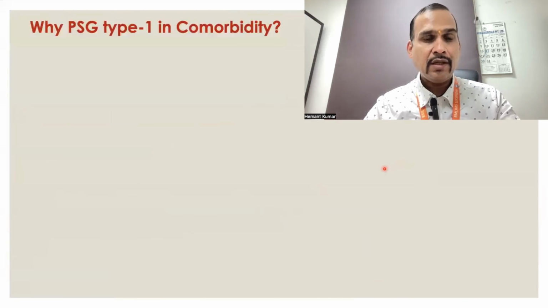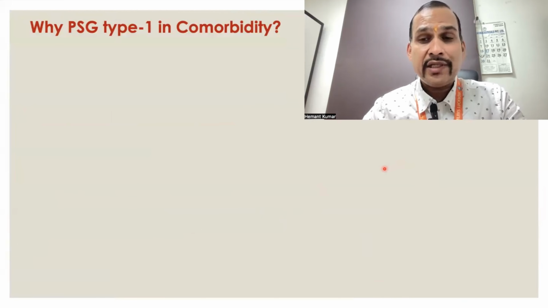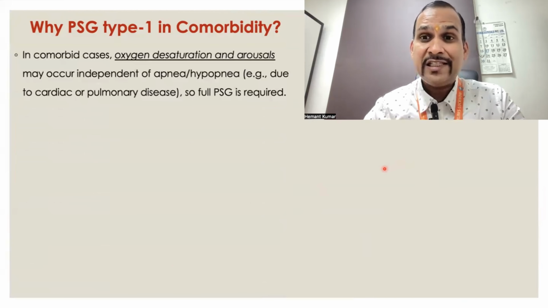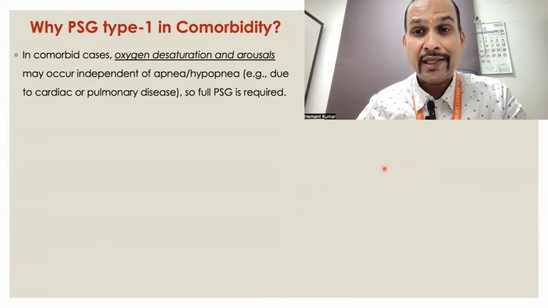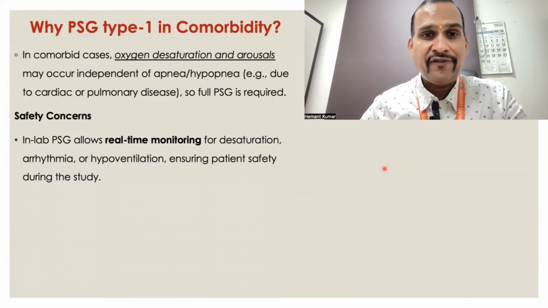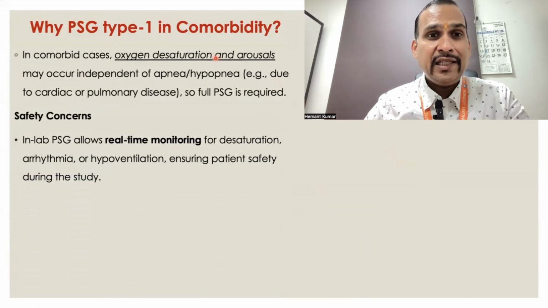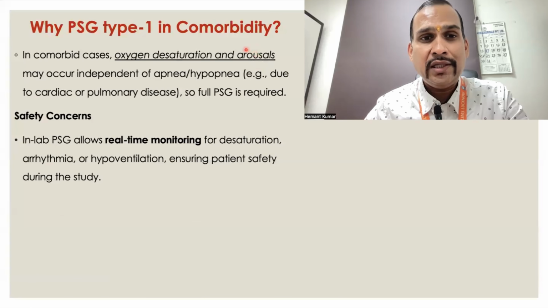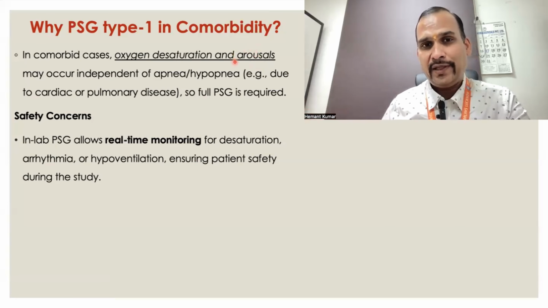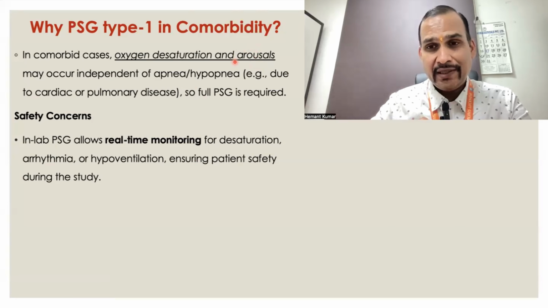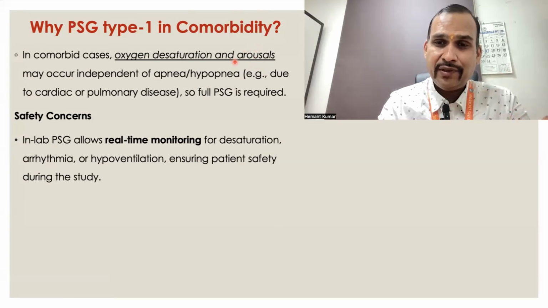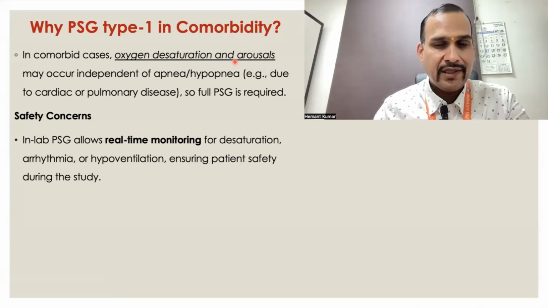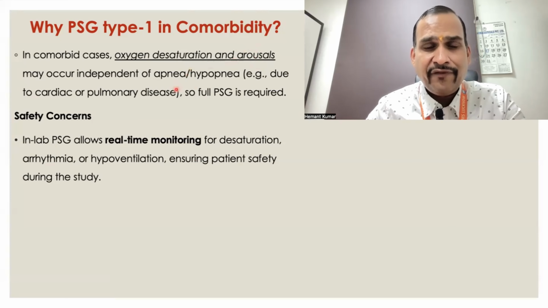Right? So why a type 1 study in comorbidity? Because these patients, those who have comorbidity like COPD, congestive heart failure, may have oxygen desaturation and arousal which is independent of apnea, hypopnea. Means these patients can have this problem even without OSA, which we can find by full PSG only.